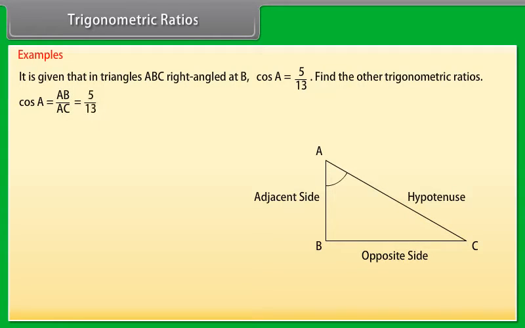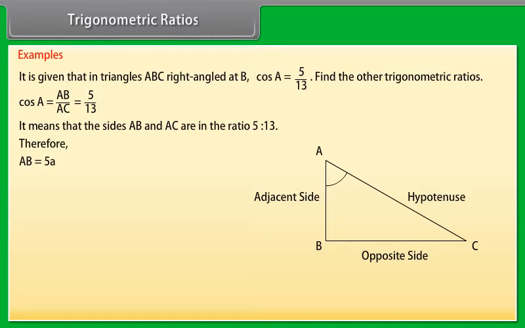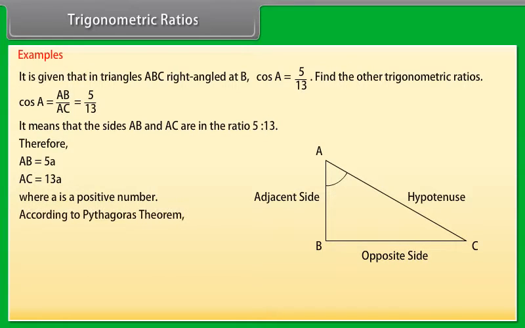It is given that in triangle ABC, right-angled at B, cos A is equal to 5 upon 13. Find the other trigonometric ratios. Cos A is equal to AB upon AC, which is 5 upon 13. It means that the sides AB and AC are in the ratio 5:13. Therefore, we can say that AB is equal to 5a and AC is equal to 13a, where a is a positive number.